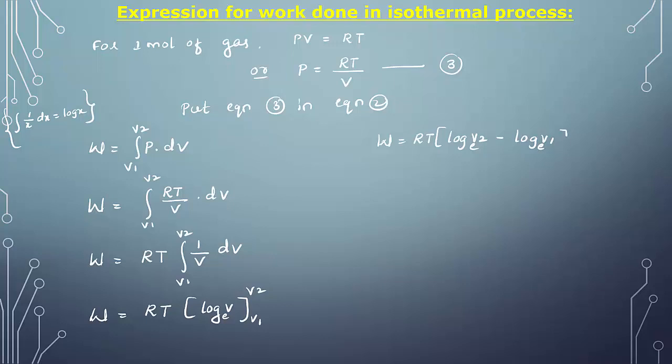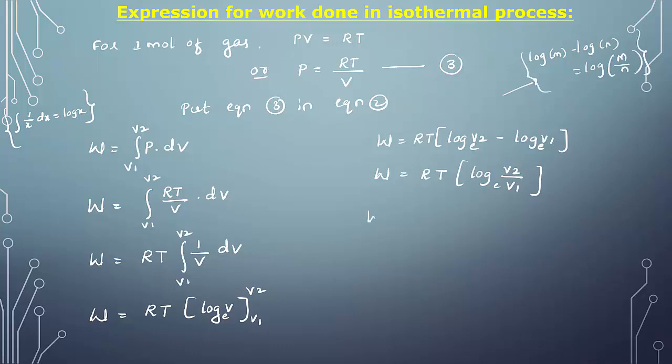Right? This is to the base e. Log V2 minus log V1, upper limit minus lower limit, or we can write W equal to RT times log M minus log N form. Log M minus log N is equal to log of M divided by N. So we can write it as log of V2 divided by V1 to the base e. So W equal to RT log of V2 divided by V1 to the base e.